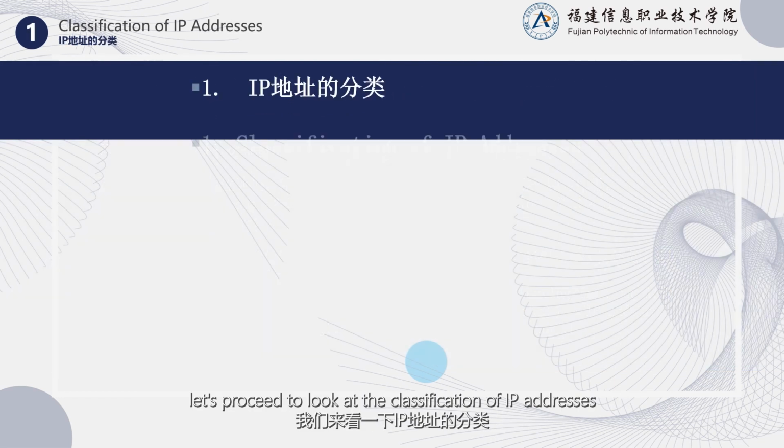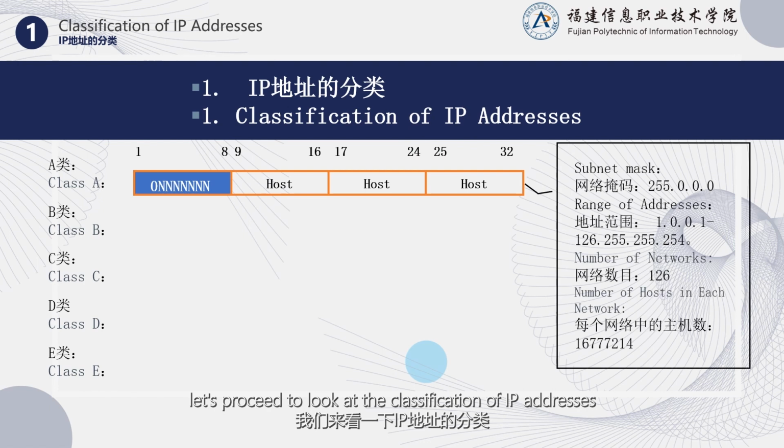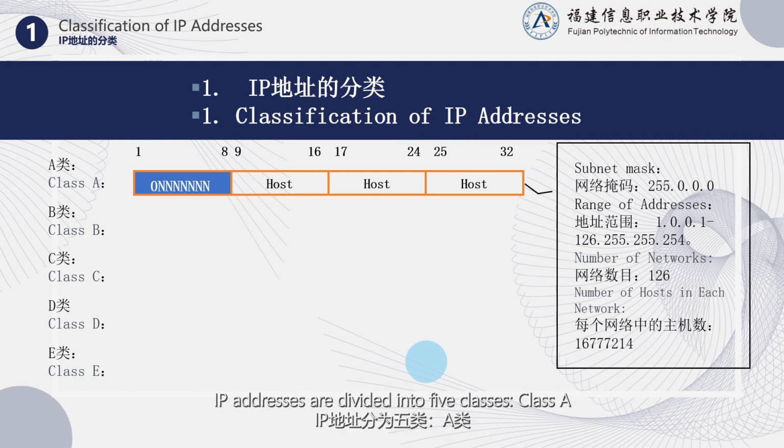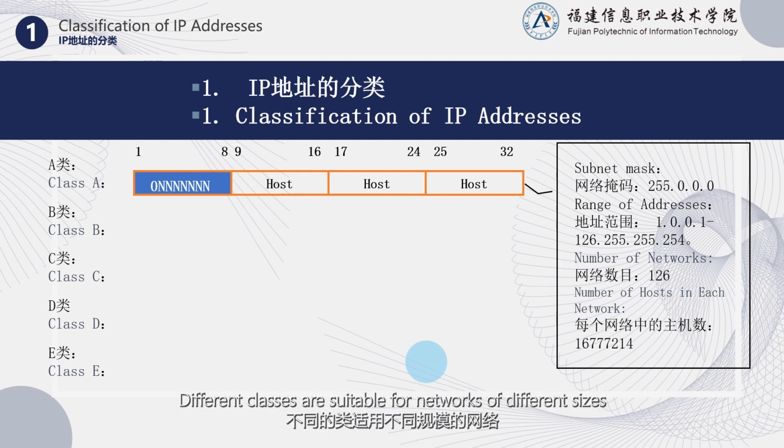Now, let's proceed to look at the classification of IP addresses. IP addresses are divided into 5 classes: Class A, Class B, Class C, Class D, and Class E. Different classes are suitable for networks of different sizes.